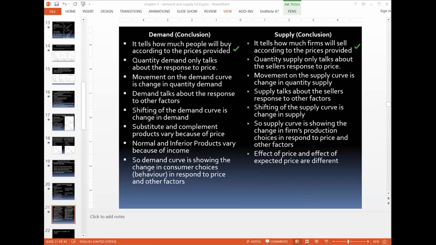Quantity demanded talks only about the response to the price. Quantity supplied talks about the response to the price. Movement on the demand curve is a change in quantity demanded. Movement on the supply curve is a change in quantity supplied.